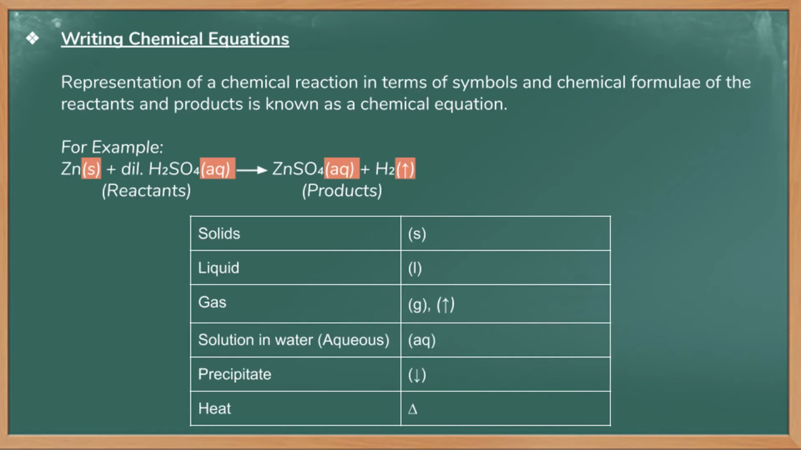To make equations more meaningful, we even need to mention the state or phase of the reactants and products. This is done simply by mentioning the state in an abbreviated form inside the bracket succeeding the symbol. Symbols are: for solids we use small s, for liquids l, for gases small g or an up arrow, for aqueous solution aq, and for precipitate a down arrow.